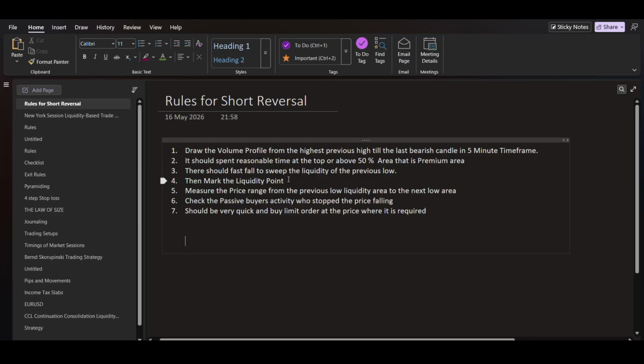The previous low can be of the previous day, the previous week low, or the previous low just before that move. Then mark the liquidity point of the previous low, and measure the price range from the previous low liquidity area to the next low area, and check the passive buyers' activity who stepped in to stop the market. It should be very quick, and have a limit buy order at the price where it is required.